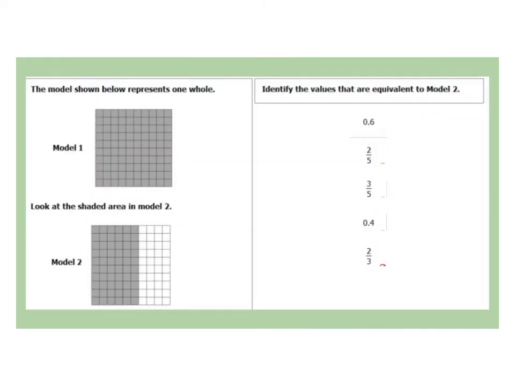So here we've got a model shaded, and then I want to know what the values are equivalent to model 2. Alright, so hopefully you've had a chance to figure out what we've had here. So I see that I have 60 hundredths shaded, or 6 tenths. So that would be expressed as 0.6, or I can express it as 6 tenths.